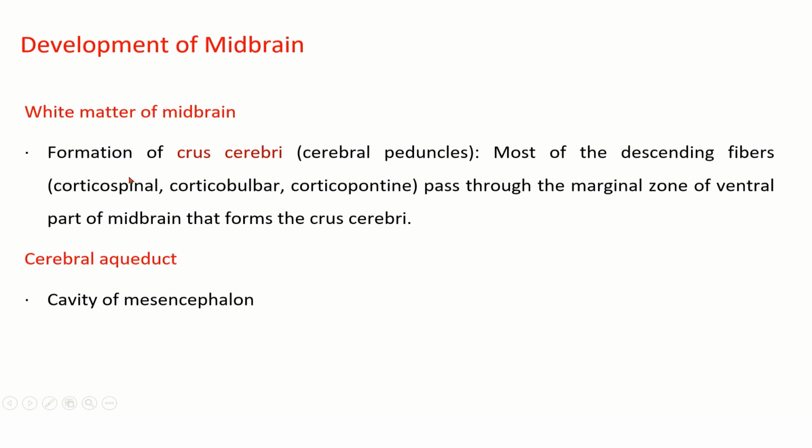So white matter, the formation of the crus cerebri: most of the descending fibers pass through the marginal zone of the ventral part of the midbrain that forms the crus cerebri. The cavity of the mesencephalon is the cerebral aqueduct.